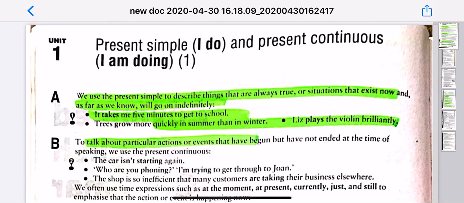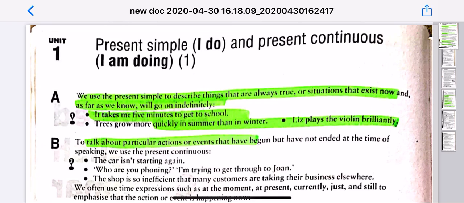So, we use simple present tense to describe things that are always true or situations that exist now and as far as we know will go on indefinitely. For instance, it takes me 5 minutes to get to school. Trees grow more quickly in summer than in winter. Liz plays the violin brilliantly.